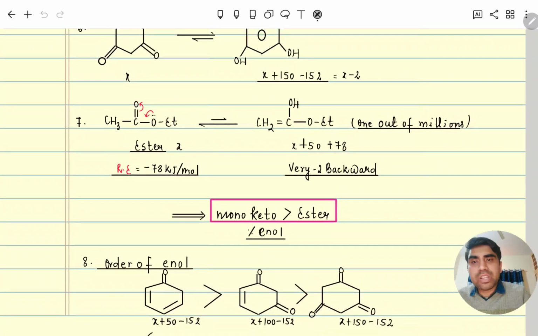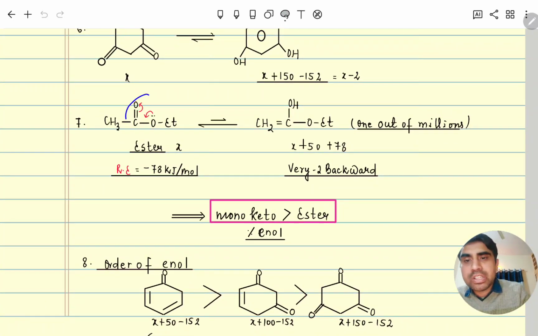Now coming to one special example after ketone: ester. In this ester you can see the ester is doing resonance, from high electron density to low electron density. So its resonance energy is minus 78 kilojoule. Due to that delocalization of electrons from high to low electron density, its energy will be released. That energy is what is called resonance energy. So let's suppose for this ester system its enthalpy of formation is X.